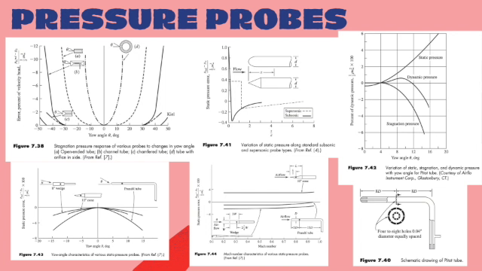In figure 7.41, a variation of static pressure along standard subsonic and supersonic probe types is given, with the equations stated in the other slide as well. As seen in this slide, it is very useful to have these graphs, since they are very visual, and it can be a useful tool to measure flow.